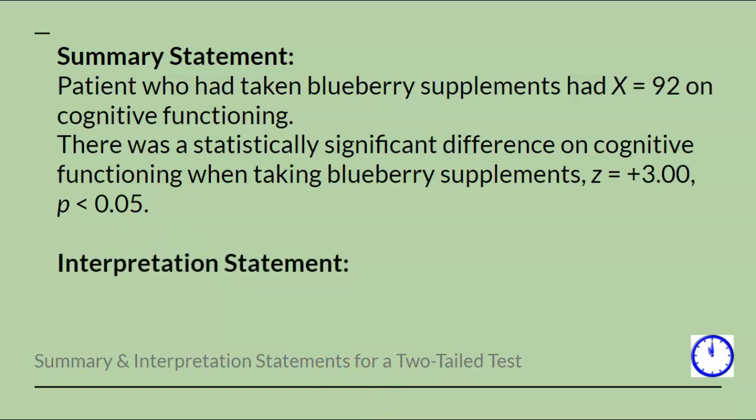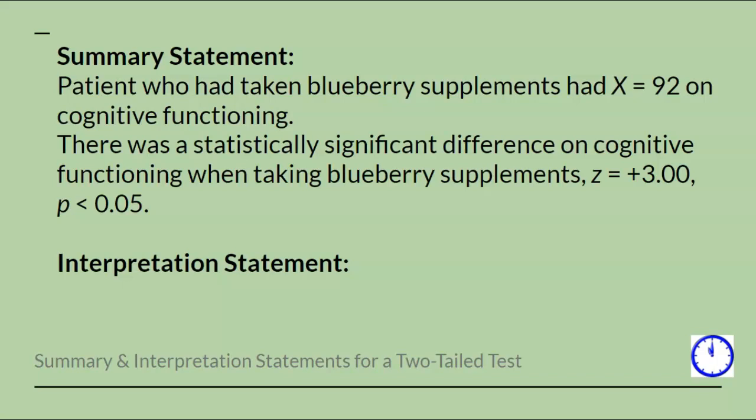So let's go to the interpretation statement. The interpretation statement attempts to explain the results of the study in a more simplified way. In other words, it explains the results in a way that your grandma or your nana could understand. So let's reflect on our initial thoughts when rejecting the null hypothesis. Well, we stated that something probably happened. More specifically, we said that it appears that blueberry supplements have an effect on cognitive functioning.